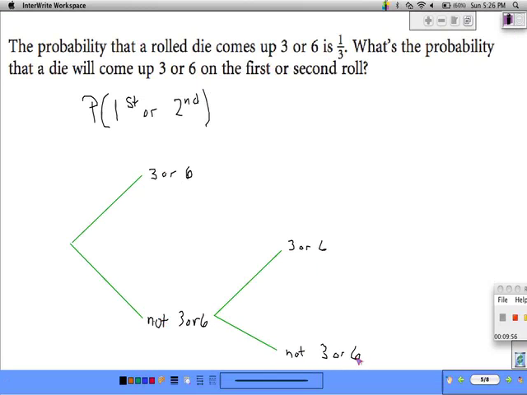And we can take the idea from the last section and put our probabilities on these tree branches. Probability of getting a 3 or a 6 is 1/3. Not getting a 3 or a 6 would be 2/3. And now we look at the different paths that get us what we want. This branch gets us the right thing. The total probability there is 1/3.